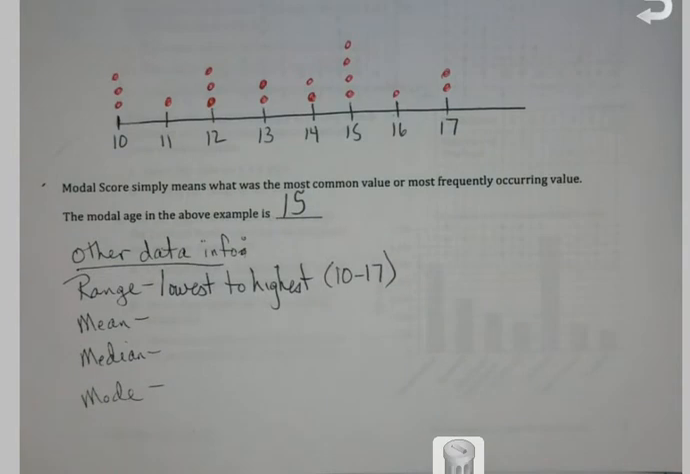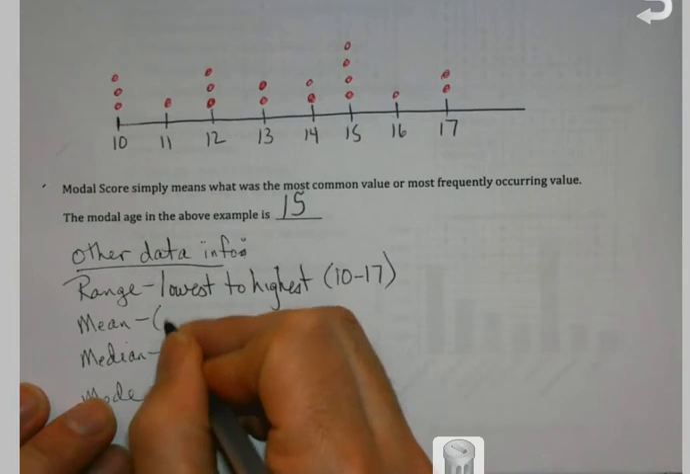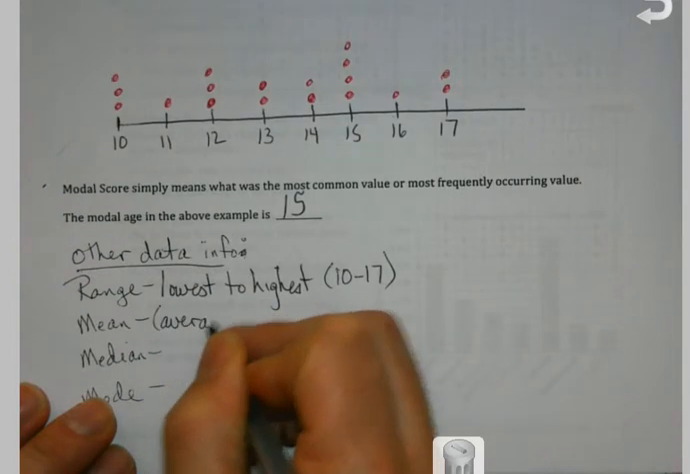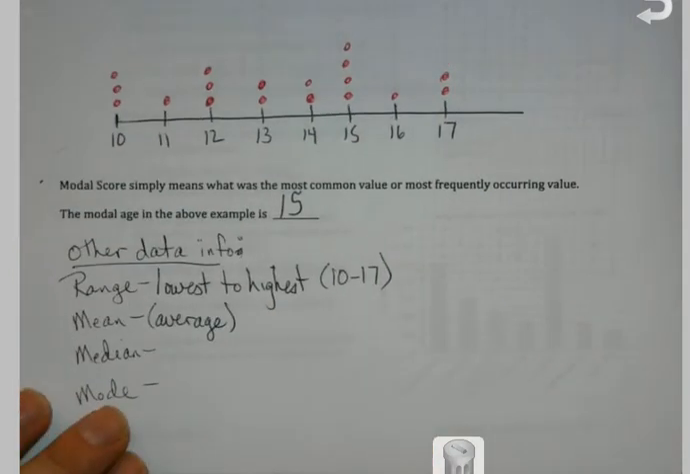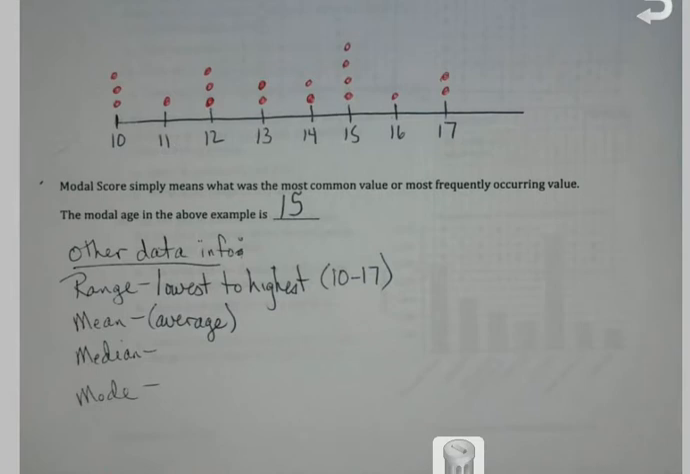Whatever the lowest is, and then whatever the highest value is. Now, mean you probably have heard of before, but you might have heard it called something else. It's called the average. So mean is another way of saying average.